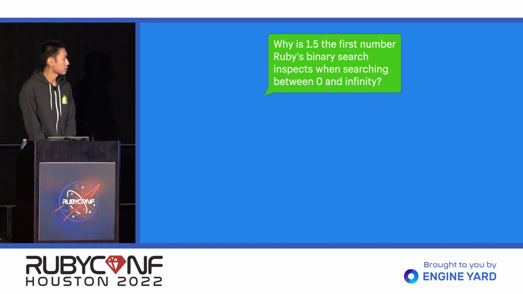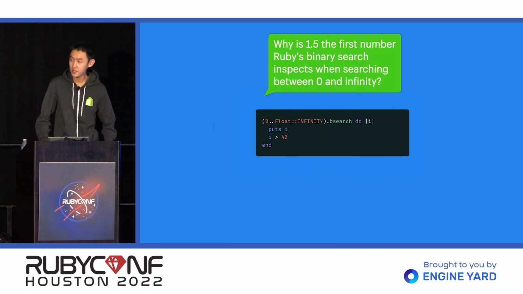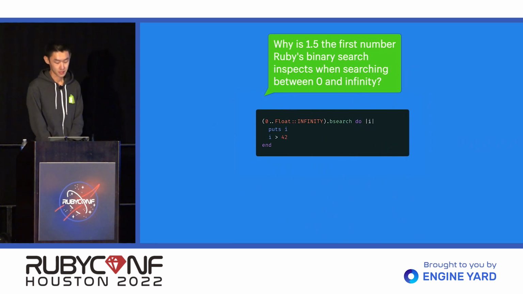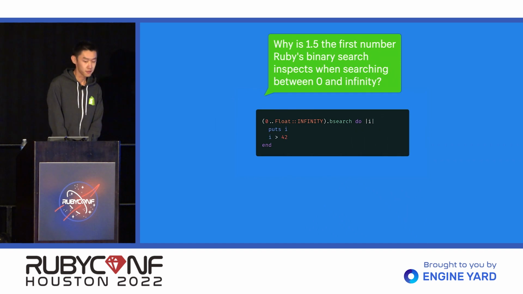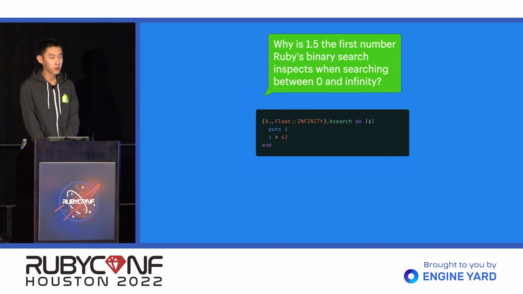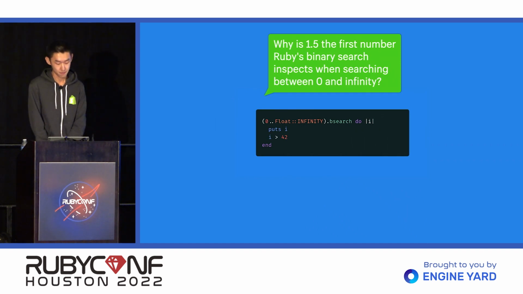And attached this code snippet. The question and the code were both a bit odd to me, because how can you search over an infinite range? And how is 1.5 related to this in any way?